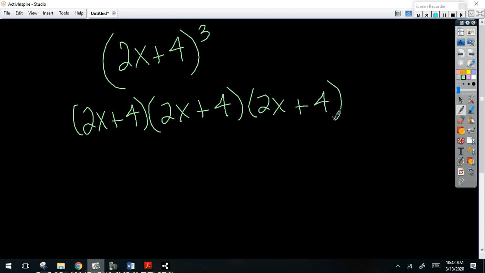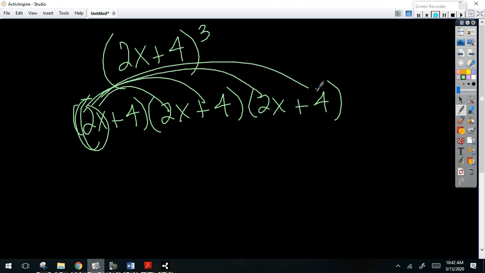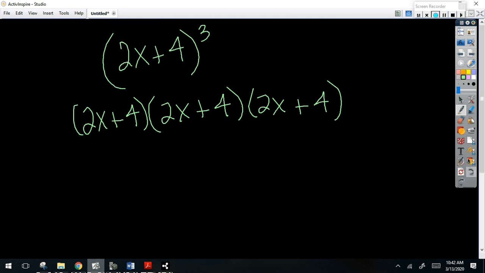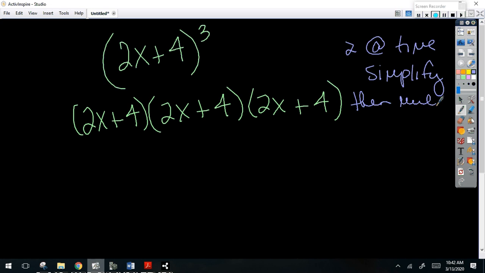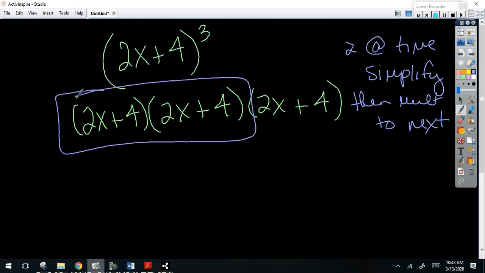Do not, and listen to me carefully, do not do this and say, I'm going to distribute this here, here, here, and here. It doesn't work that way, okay? Here's what you have to do. When you multiply more than 2 polynomials together, you have to take them 2 at a time. Simplify and then multiply to the next one. So here I would distribute this through.